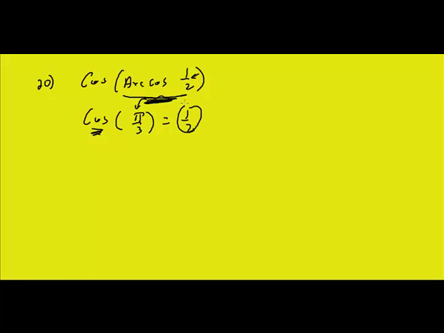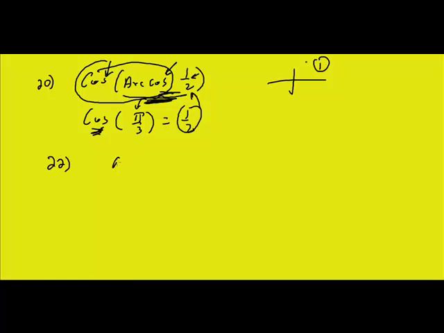If you notice, arc cosine and cosine undo each other. The reason it turned out to be the same is because arc cosine exists in the first quadrant, and cosine is 1/2 also in the first quadrant. So they match up. Both of these are in the first quadrant, so therefore they just undo each other. But not always. Let's take a look at 22, which is a little different.